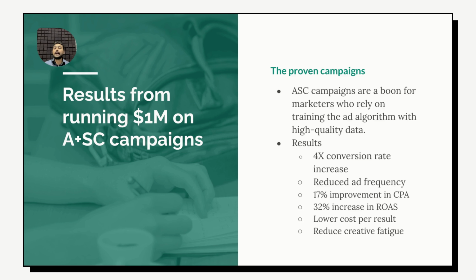They have also seen that the ad frequency and the ad fatigue is reduced very much when compared to the regular campaigns, because you are giving 150 plus ad creatives and it is using combinations of multiple ad creatives like image, video, catalog, etc. They have also seen a 17% improvement in the cost per action, or CPA, and a 32% increase in ROAS and very much lower cost per result. So all of these are the results that marketers are seeing by using good data in advantage shopping campaigns and following all the best practices that we discussed.